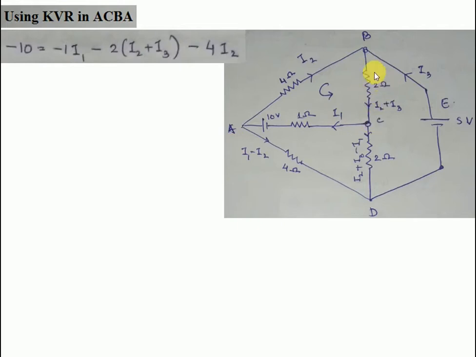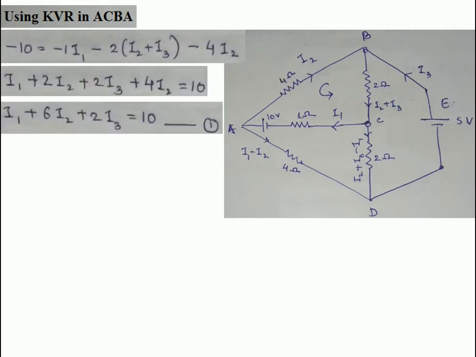Out here in this 2 ohm resistance, current I2 plus I3 is coming down, but my loop will go up, so the current is negative, so minus 2 (I2 plus I3). Now if you come to this resistor, my loop will go downwards and this current is going upward, so this is also negative, so it will be minus 4 I2. Now I'll simplify this equation and I'll get the final equation: I1 plus 6 I2 plus 2 I3 is equal to 10, and this is equation number 1. As I have 3 variables in the question, I should have 3 equations. So one equation I've already got.